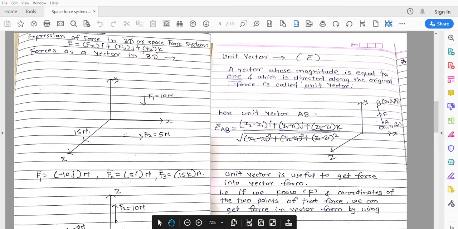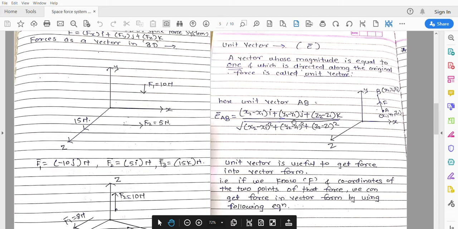Now there is one more definition called unit vector. The unit vector is equal to (x2 minus x1) i plus (y2 minus y1) j plus (z2 minus z1) k, divided by the square root of (x2 minus x1)² plus (y2 minus y1)² plus (z2 minus z1)².